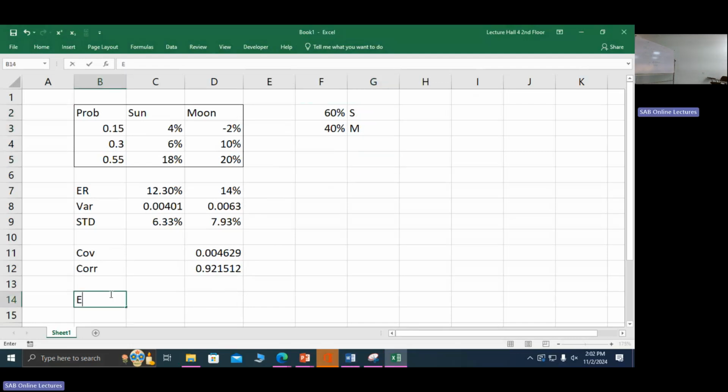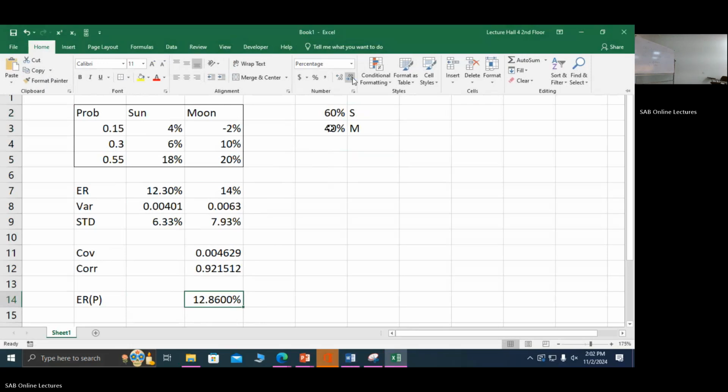Then the portfolio expected return. Portfolio expected return is equal to 12.3 times 60% plus the moon return times 40%. It is 12.86, the portfolio expected return. Then the portfolio variance and standard deviation.